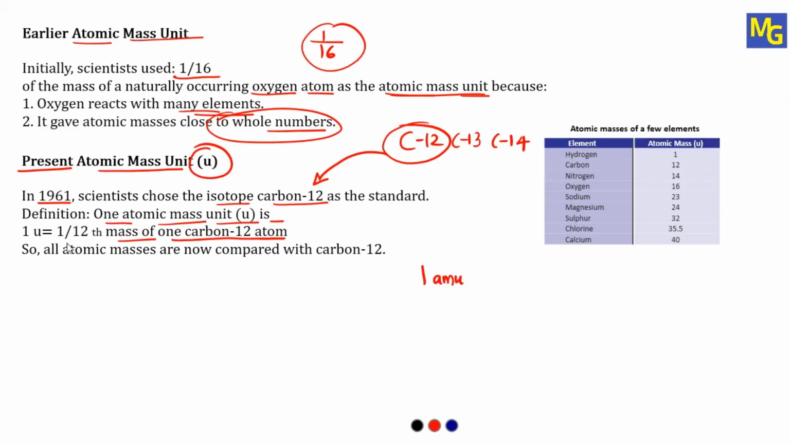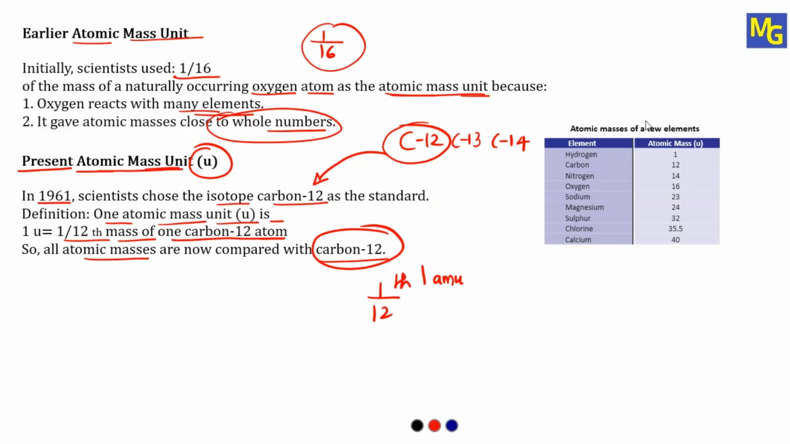It is nothing but 1/12 of the mass of one carbon 12 atom. So all atomic masses are now compared with carbon 12. Earlier we were comparing with oxygen, but nowadays we are comparing the atomic mass with 1/12 the mass of carbon 12. So we are using the carbon 12 isotope of carbon for this atomic mass unit measurement.